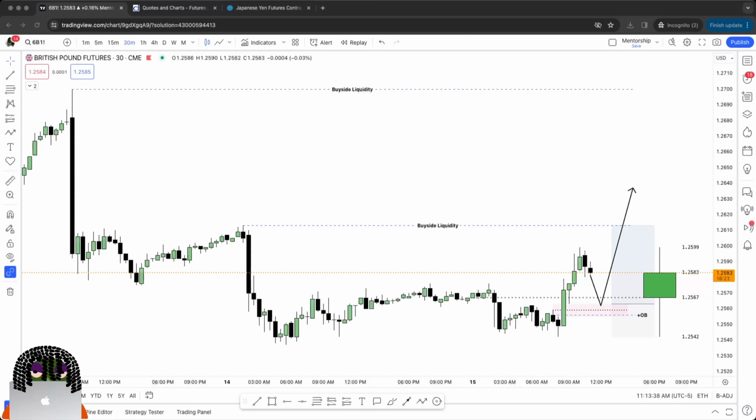Alright, so this is a potential trade that I'm looking at. Give me a second. So yeah, this is a potential trade that I'm looking at here. It's GBPUSD, but I'm actually looking at the futures contract.